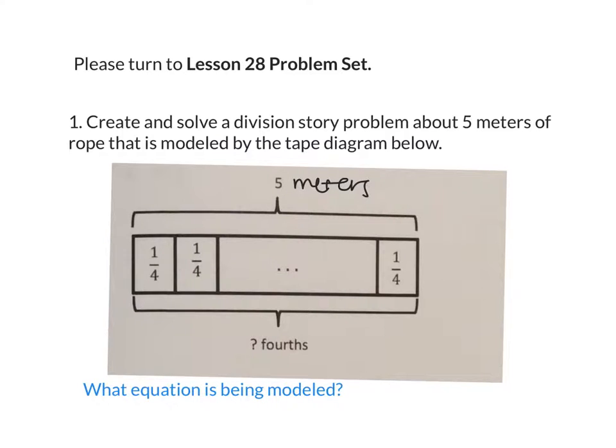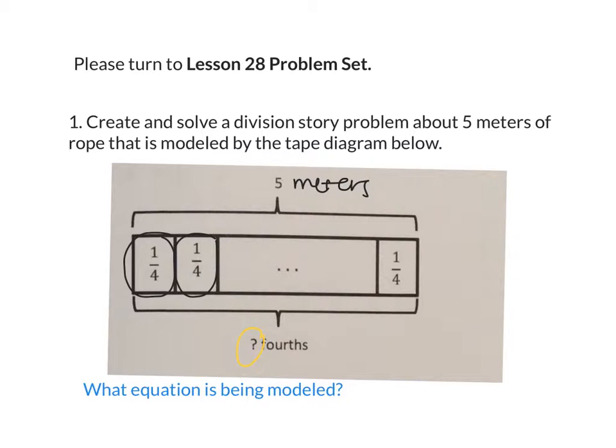Okay. Now, what's happening to the 5 meters? Is it being cut up or is it being copied? Cut up. And as it's being cut up, how big is each piece? 1/4 of a meter, right? And where's the question mark? Circle the question mark, because the question mark tells you what you're trying to find. So, because the question mark is in front of the fourths, what's it asking you to find? How many fourths there are in this 5 meters.